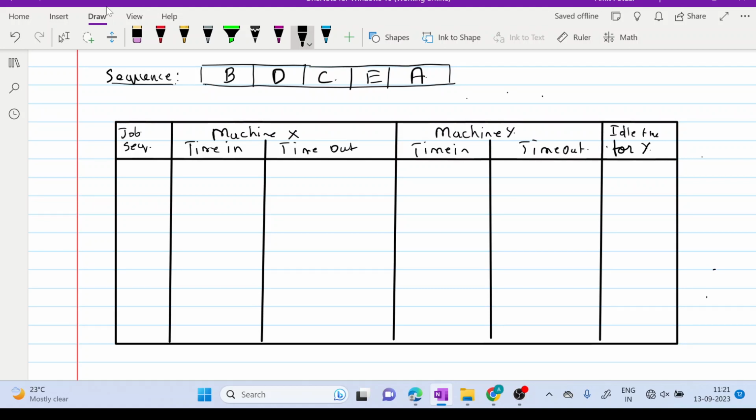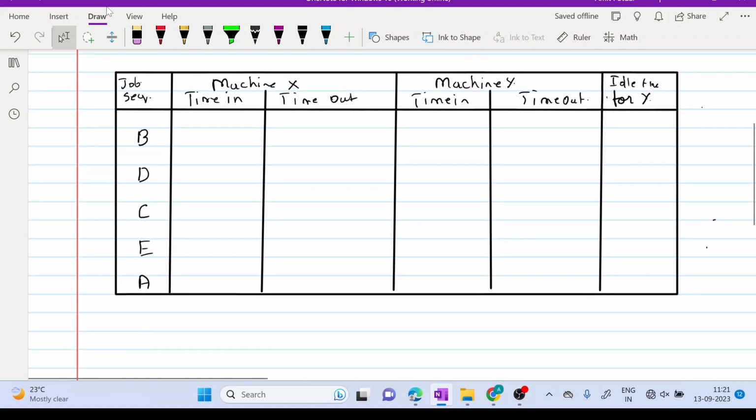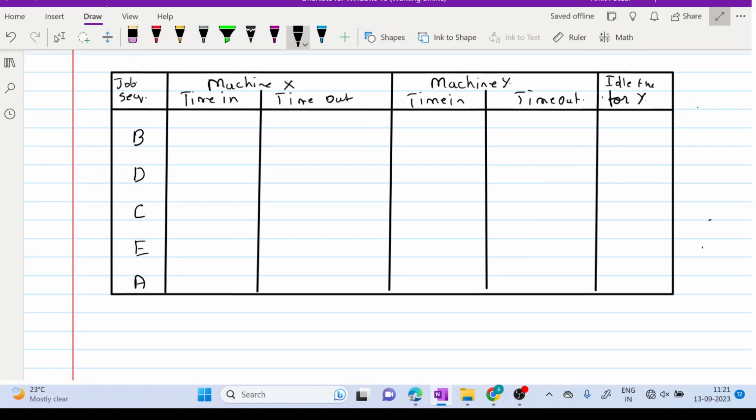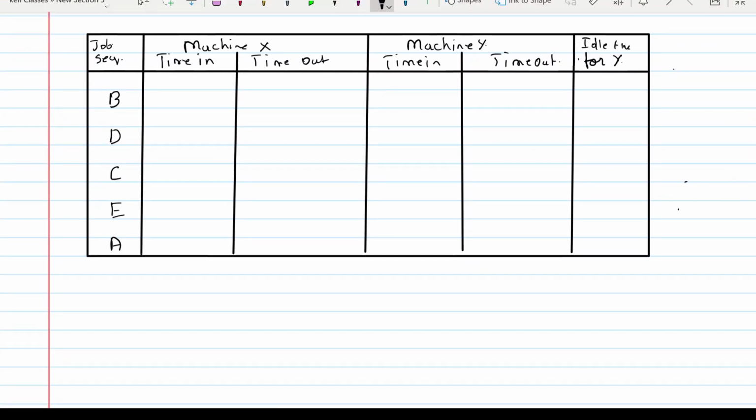Okay, the sequence is B, D, C, E, A. That's the sequence. Now we will write this like we did last time. Okay? We are going to write this like we did last time, not using the logic 0 and then 2 and then 2.